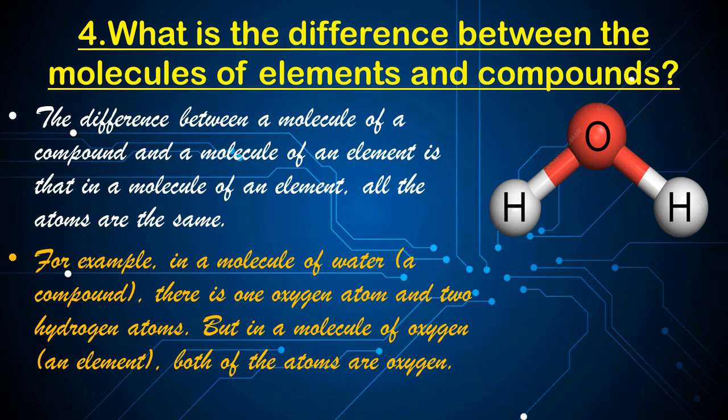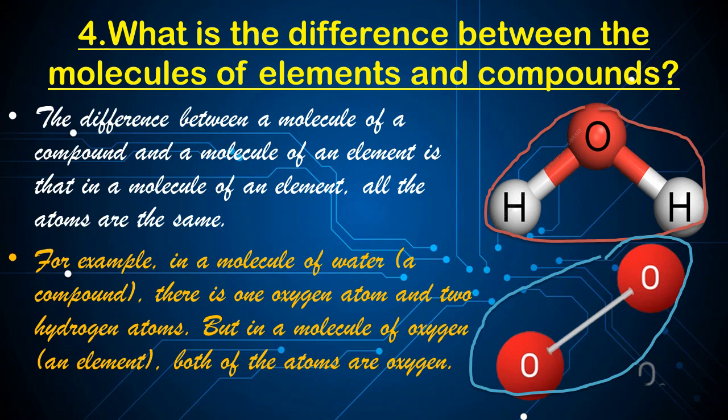So this is a molecule of a compound. But in a molecule of oxygen, that is O2, both of the atoms are oxygen. That means in a molecule of an element, atoms are identical, but in molecules of a compound, atoms are different, like in H2O, different atoms are present. So this is an oxygen molecule.